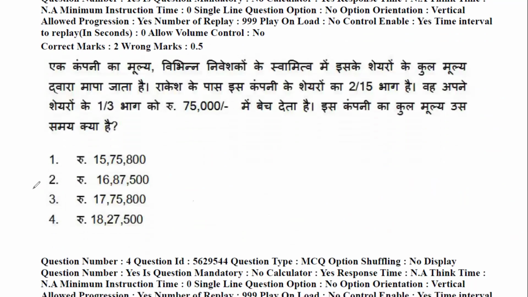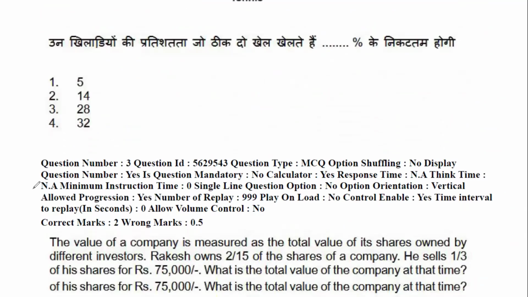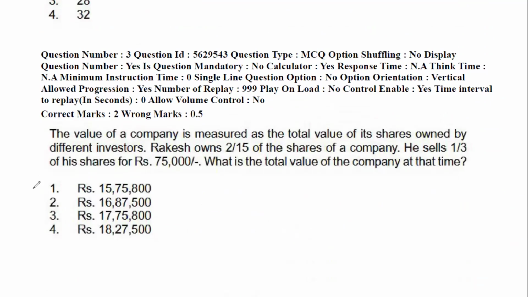Okay. Question 3. Value of a company is measured as the total value of its shares owned by different investors. Rakesh owns 2/15 of the shares of a company. He sells 1/3 of his shares. So 1/3 of 2/15 he sells, for 75,000. So this is the fraction he sells for 75,000.